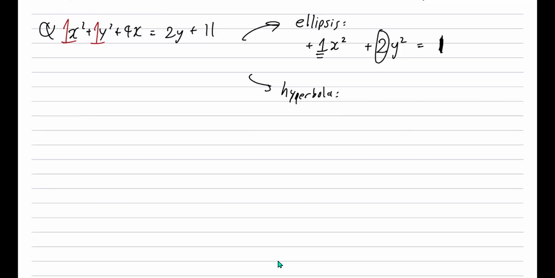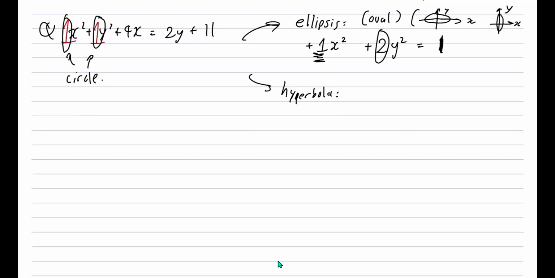Here it's plus 1 and plus 1, the same, so you'll get a circle. It sort of balances out the stretching on the horizontal and vertical. But with a 1 and a 2, the stretching on the horizontal and the vertical is different. You get an ellipse, which is essentially just an oval shape, like a chicken egg. Like this, or like this. Maybe I'll talk more about it next lesson.